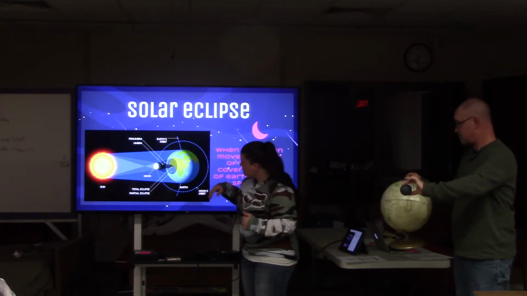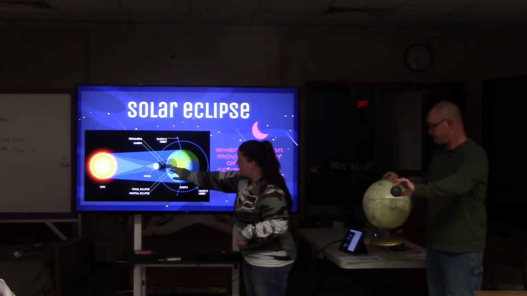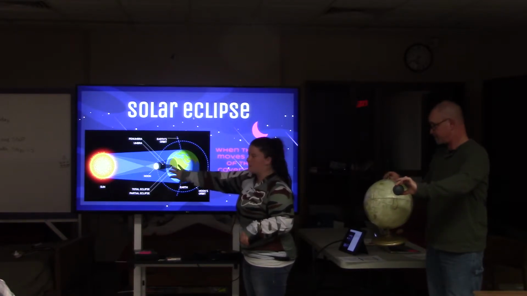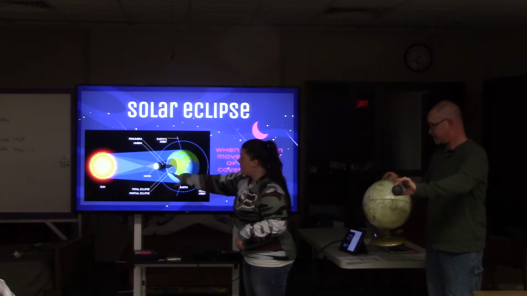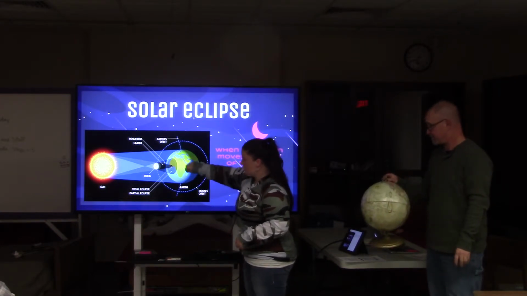So, as you can see, this very middle would be a total eclipse, and you wouldn't be able to see the sun at all for a couple of minutes. And this would be a partial eclipse where you can see part of the moon, and it gets darker out.